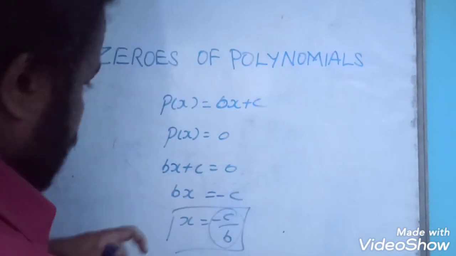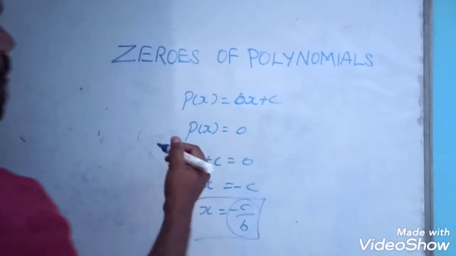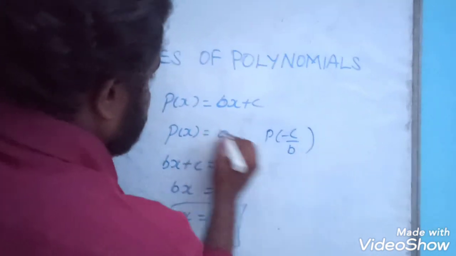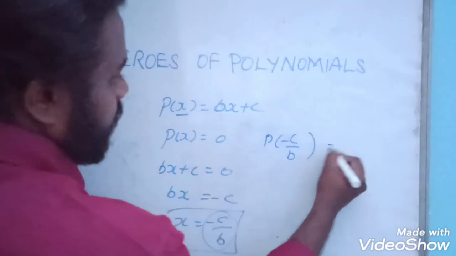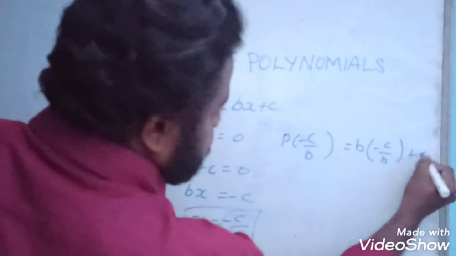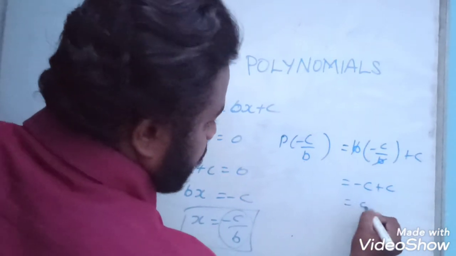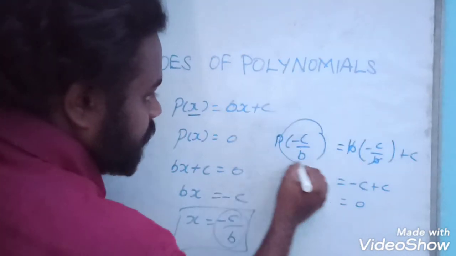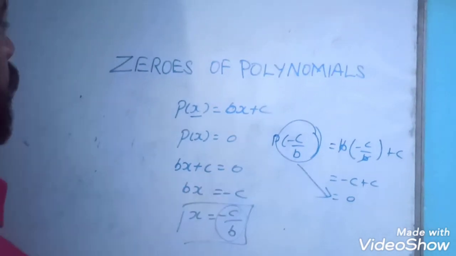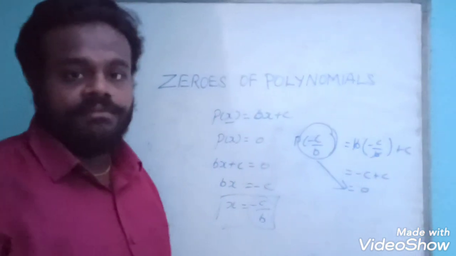How do you say that minus c by b is the zero of the polynomial? I just substitute p of minus c by b. Instead of x, I will substitute minus c by b. Here b into minus c by b plus c. b will get cancelled. The remaining minus c plus c becomes 0. So when we substitute the value instead of x, the result becomes 0. This is the method to find the zeros of the polynomial. This one we call a zero of the polynomial.